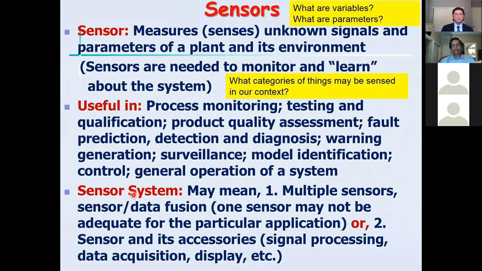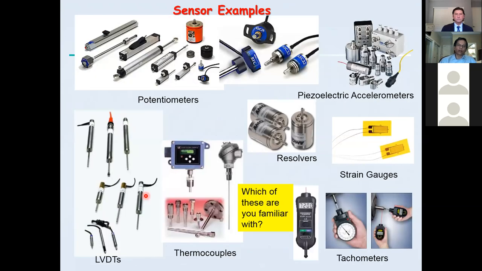And then we have to deal with sometimes sensor systems, meaning multiple sensors in a network setting, or sensors and other hardware, like signal conditioning. They are all called sensor systems and so on. That's what I'm getting at there. So there are all kinds of sensors. So I teach this course in sensors and actuators.